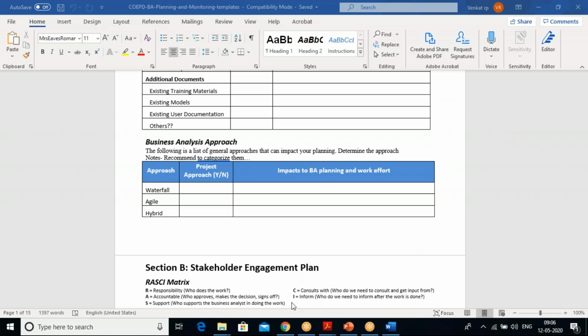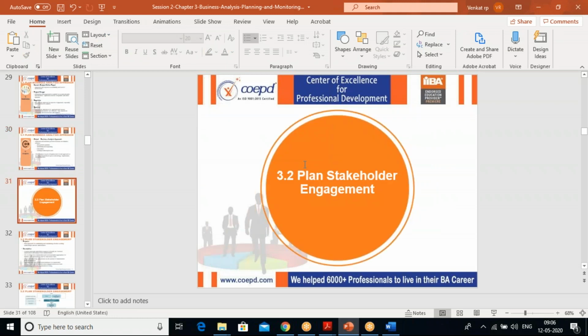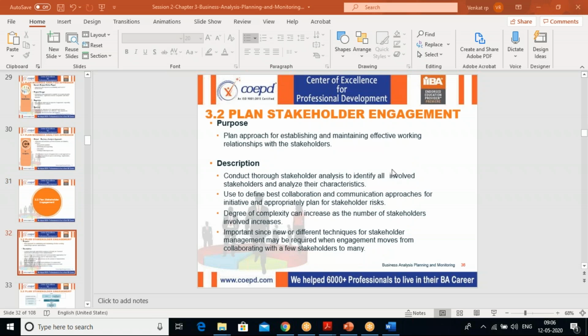Fine. Now let's move on to the second one, that is plan stakeholder engagement. Now since we know the structure of it, in a broader way, what we are trying to do is understand who our stakeholders are and how we are going to work with them, what is the process in which we are going to be in touch with them, how we are going to take inputs from them, and how we are going to communicate our ideas with them. That way we are going to discuss here. Okay, that is plan stakeholder engagement.